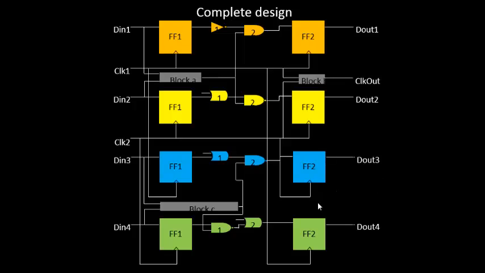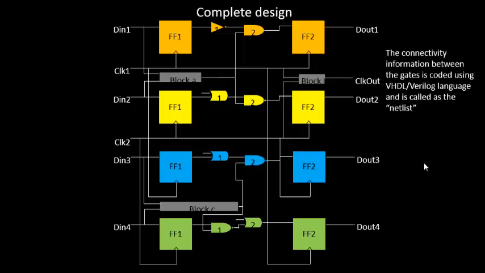Okay, so all these things, the netlist connectivity and everything, basically what goes to what, this connectivity is defined in a separate tool, in a separate language. It's called VHDL or Verilog language, and this particular connectivity of gates refers to a netlist. So this is what a netlist means. It basically refers to the connectivity information between different gates. Okay, so now we have this set of input ports, D in 1, D in 2, D in 3, D in 4. We have two clock ports, clock 1, clock 2.